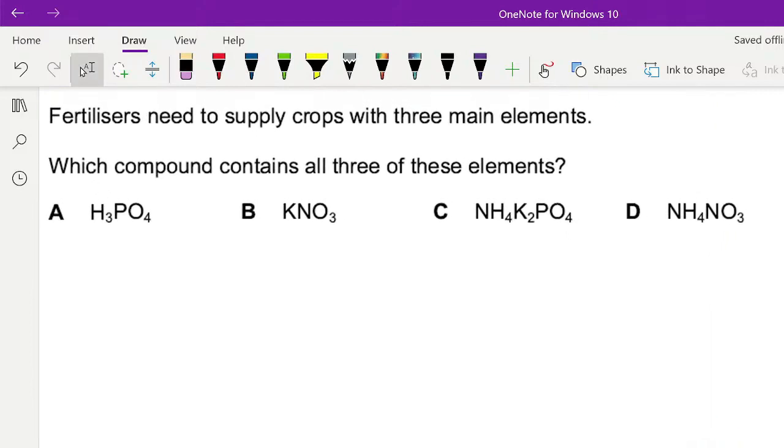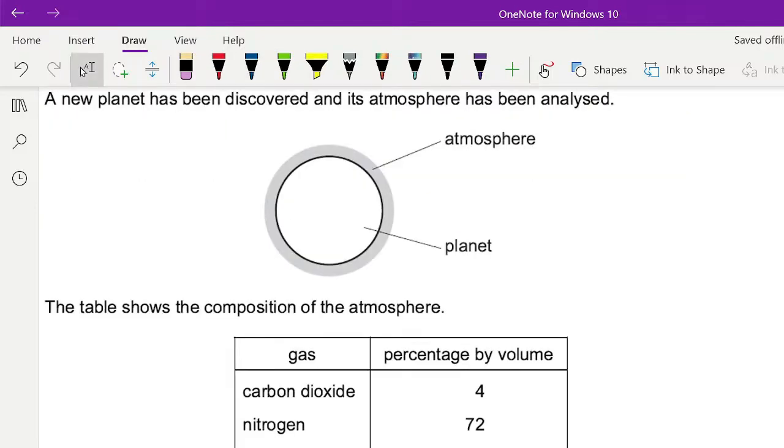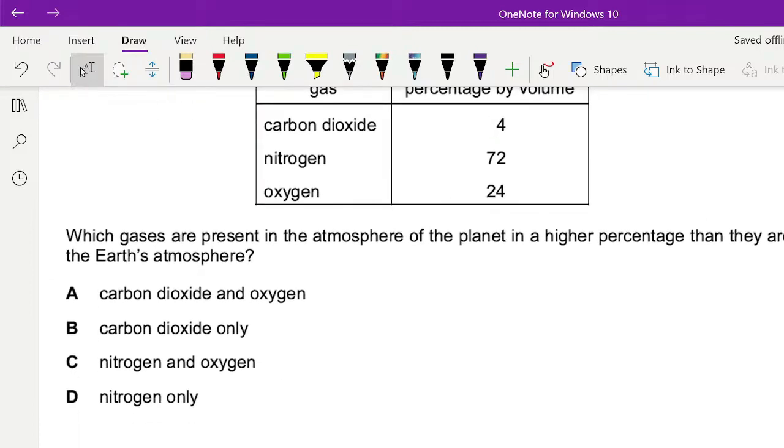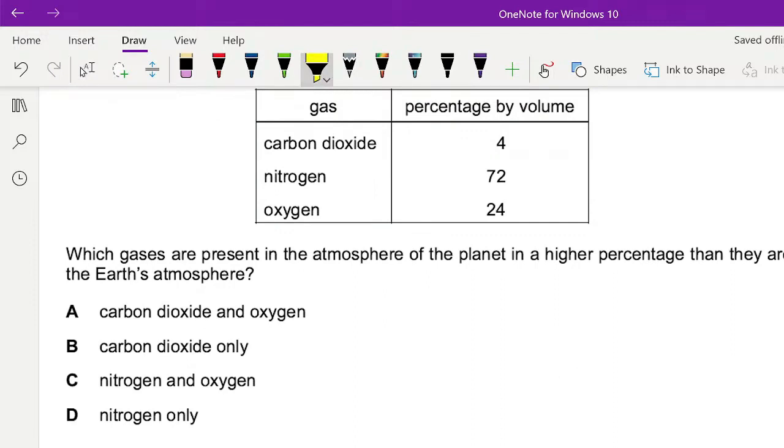Fertilizers contain 3 main elements, and you have to find N, P, and K. So this C is the answer. A new planet has been discovered, and the composition of the atmosphere is given here. Which gases present in the atmosphere of the planet are at a higher percentage than on Earth? Okay, so on Earth, carbon dioxide is around 0.04%, nitrogen is 78, and oxygen is 21. So which ones are higher? It's carbon dioxide and oxygen.